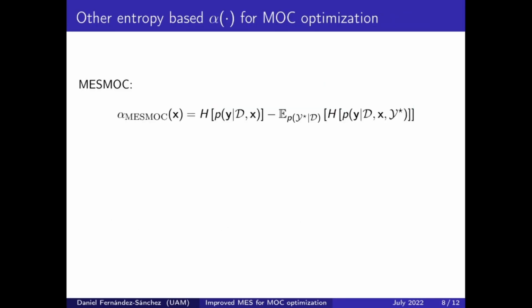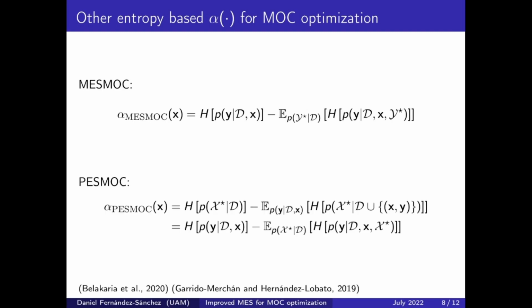MESMOC is another acquisition function for multi-objective constrained optimization. It also minimizes the entropy of the solution in function space, but its approximation is different from the one of MESMOC plus. Due to its approximation, it optimizes all the objectives and constraints independently of each other. PESMOC is another acquisition function for multi-objective constrained optimization. It is similar to MESMOC plus, but it computes the entropy reduction in the space of inputs. It also needs to approximate the predictive distribution conditioned to the Pareto set using expectation propagation, a very costly algorithm.